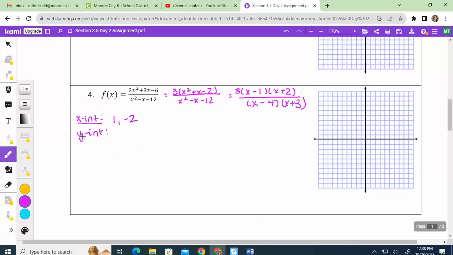Y-intercept, if you put in 0 for all of your x's, you can do the factored, you can even do the original. If we did the original, top would be -6, the bottom would be -12, so that's a +1/2. Vertical asymptote, x equals, what makes the bottom 0?